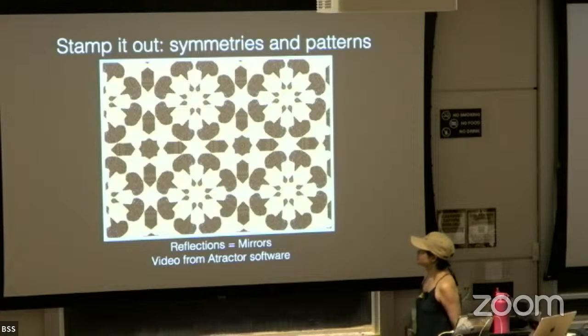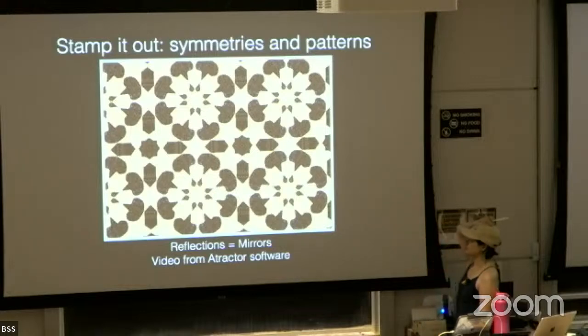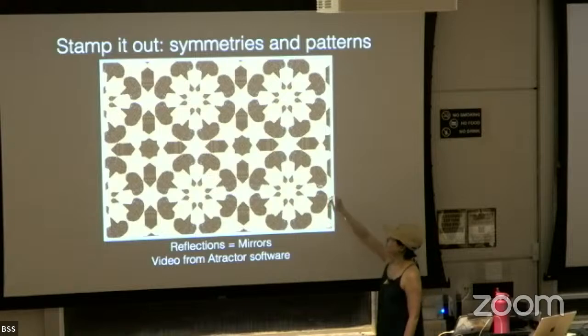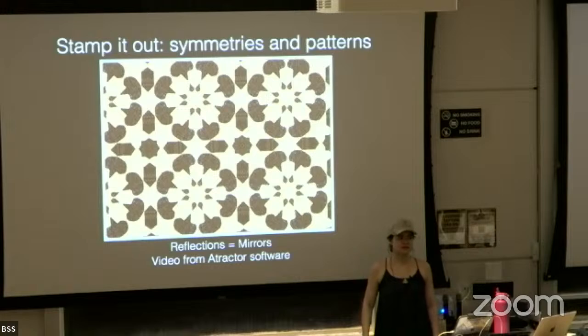So here I'm going to show you how this works on a 2D plane. Let's have a look and see what symmetries there are. These are again mirrors. What mirrors do you see? Where do you see them intersecting?